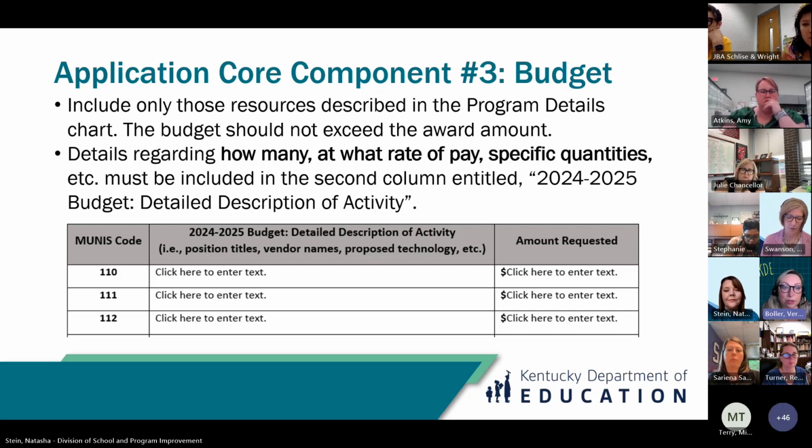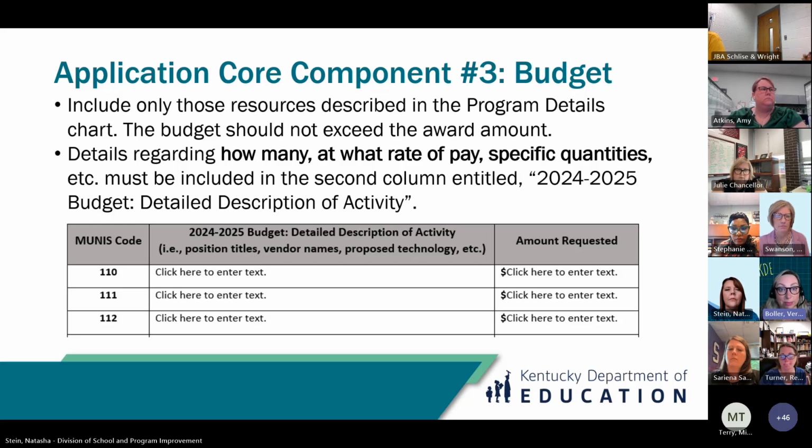All right, so application core component number 3, the budget. This is where the money is. So we'd like to discuss this portion with you all. It is very important, obviously. Essentially, here the school is determining the cost of the activities and the necessary resources for the implementation. This is what it will look like on your template that you'll be filling out at the school level. You will need to describe to KDE what you're purchasing, how many you'll need, how often, and at what rate of pay. All those things that we were talking about in that evidence-based practice compliance document.